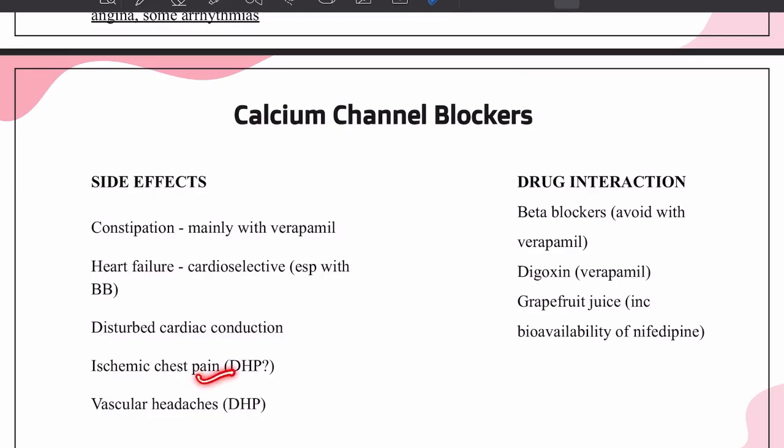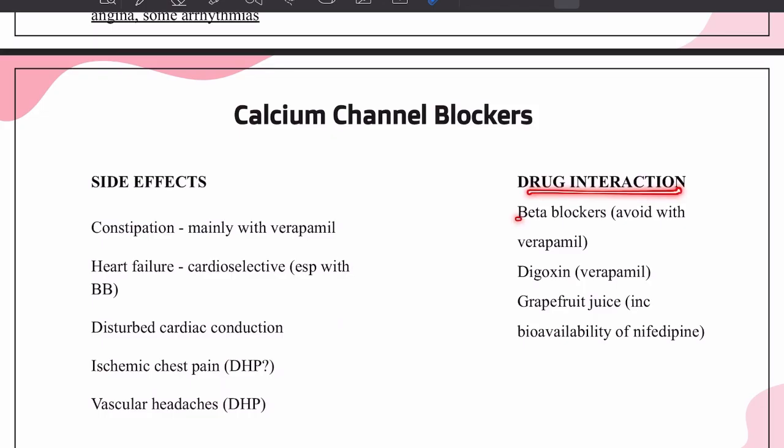Now, ischemic chest pain is in dihydropyridines. This is usually due to the reflex tachycardia. Usually people that are at higher risk of having angina or whatever, we do not want to administer nifedipine to them at all. Your cardioselective ones, we actually give in cases of arrhythmias. But your vascular selective dihydropyridine calcium channel blockers are never given in the case of angina because of the reflex tachycardia that might cause chest pain. Also, vascular headache is usually seen in dihydropyridines. So those are the main two symptoms that are seen in dihydropyridines, whereas the rest are seen in the non-dihydropyridines.